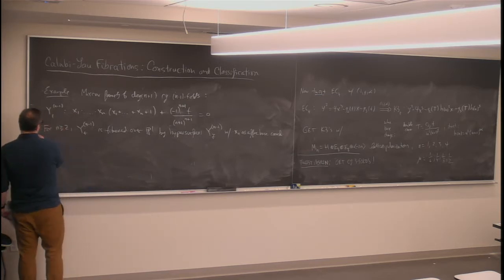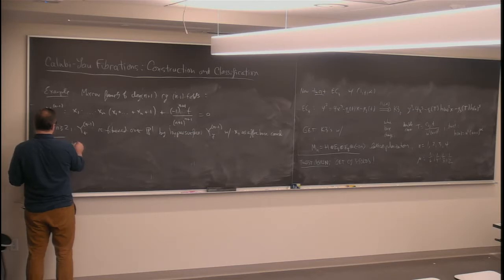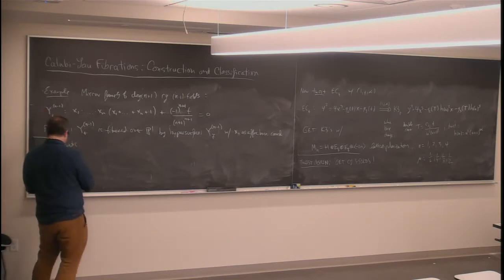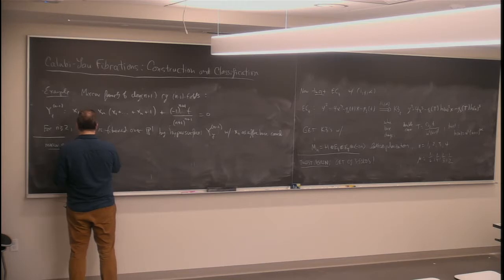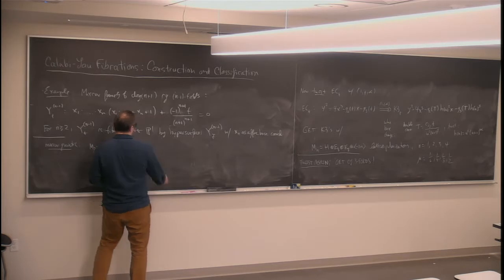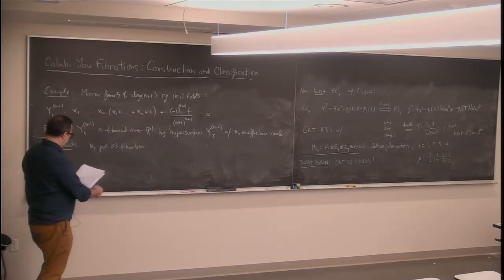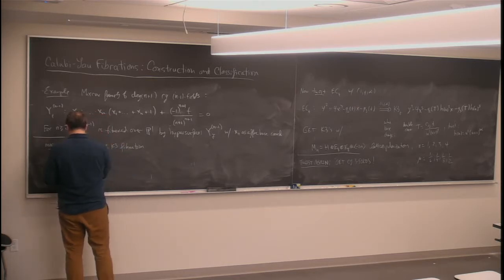And just to make it extremely concrete, so special case, we'll do the mirror quintic. Okay, and for the mirror quintic, we have an M2 polarized K3 fibration, because as we saw, the mirror quartic was M2 polarized, okay?